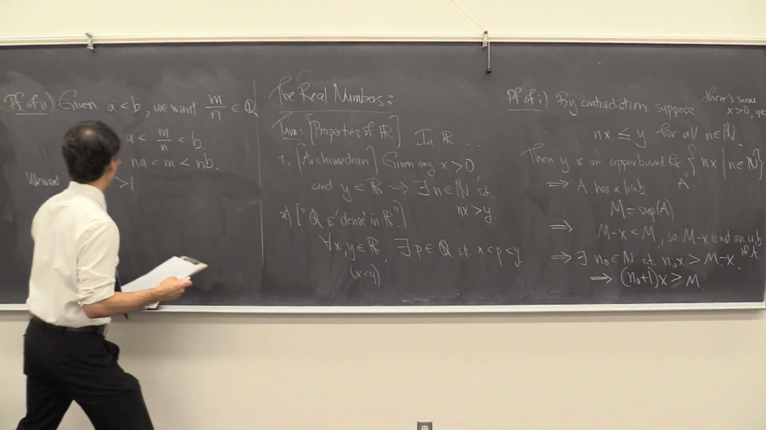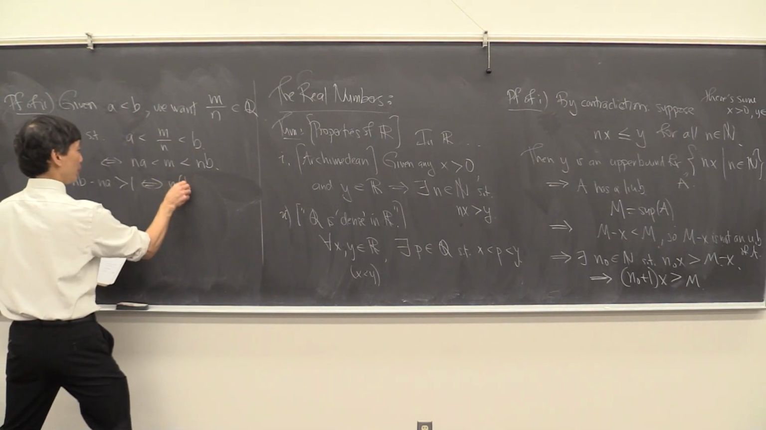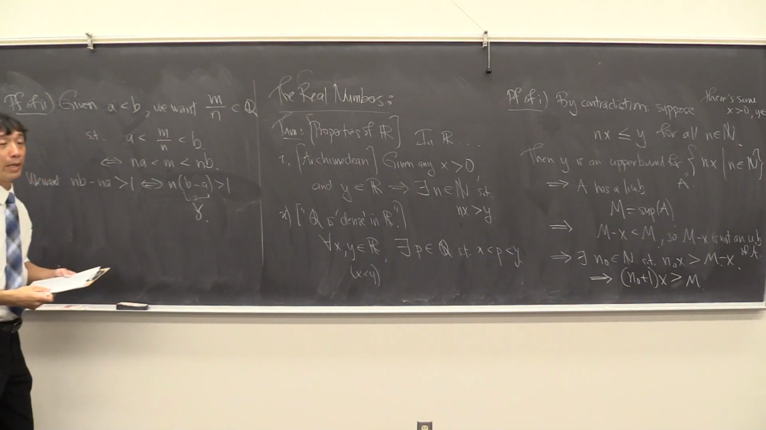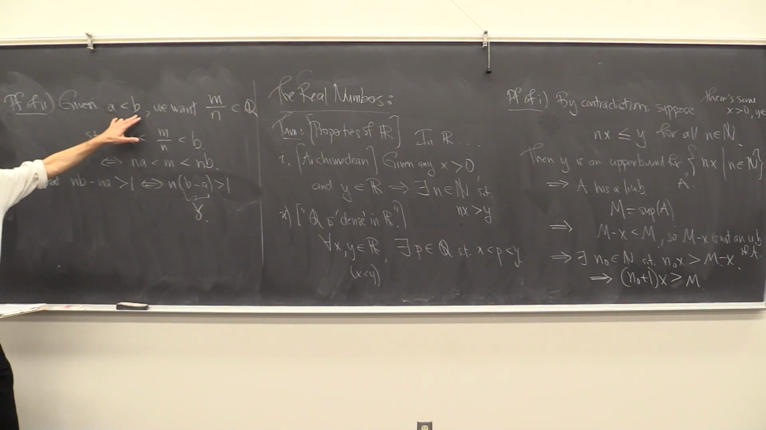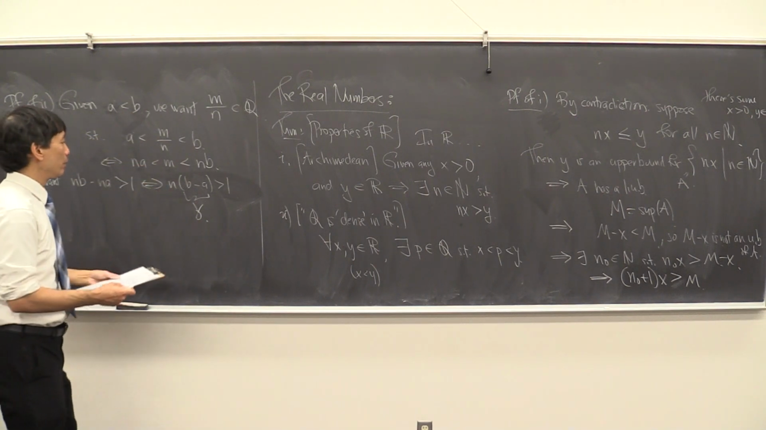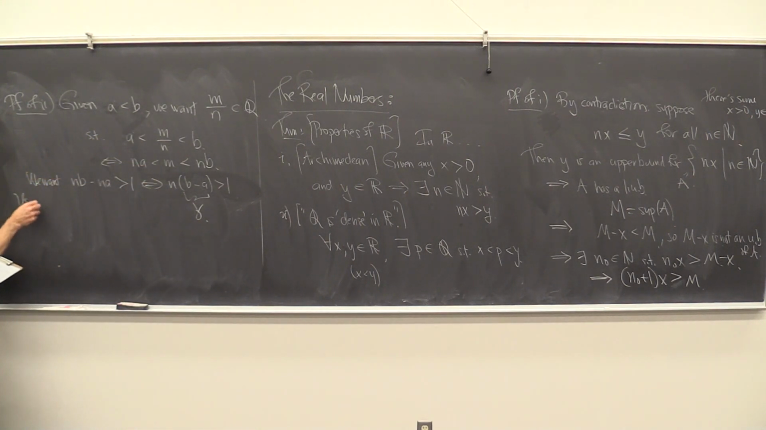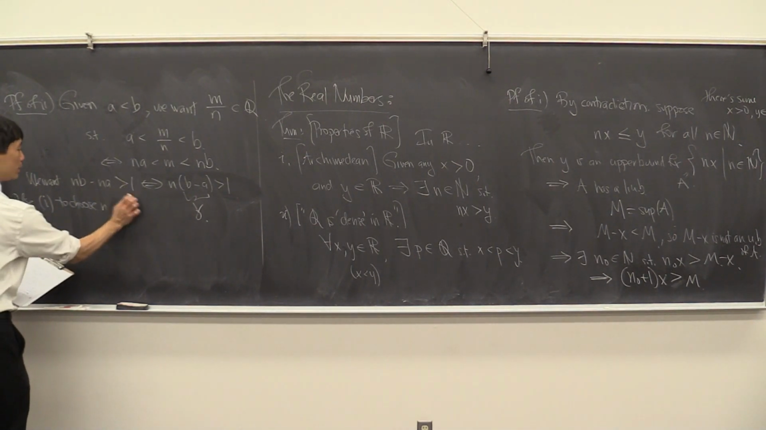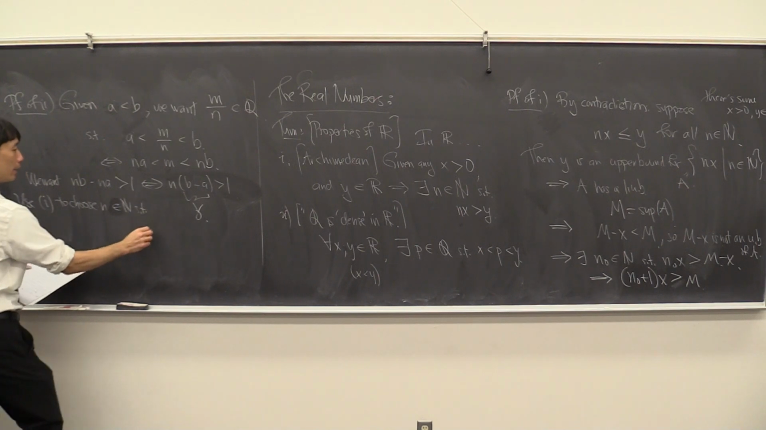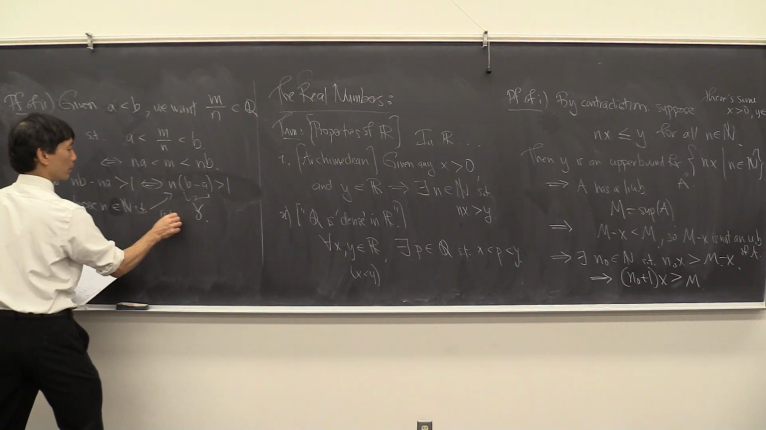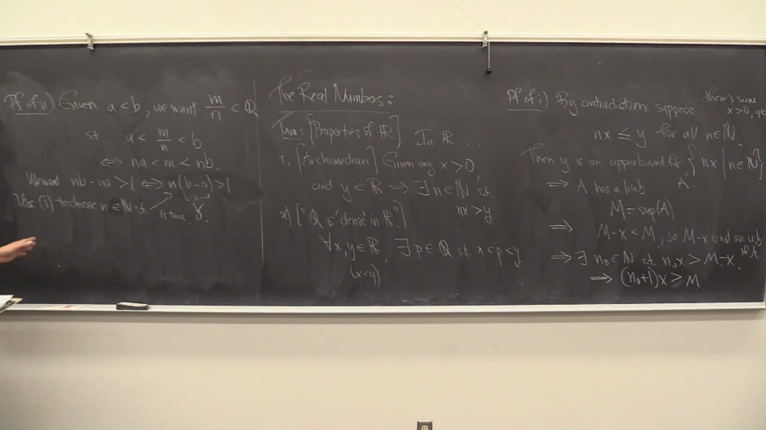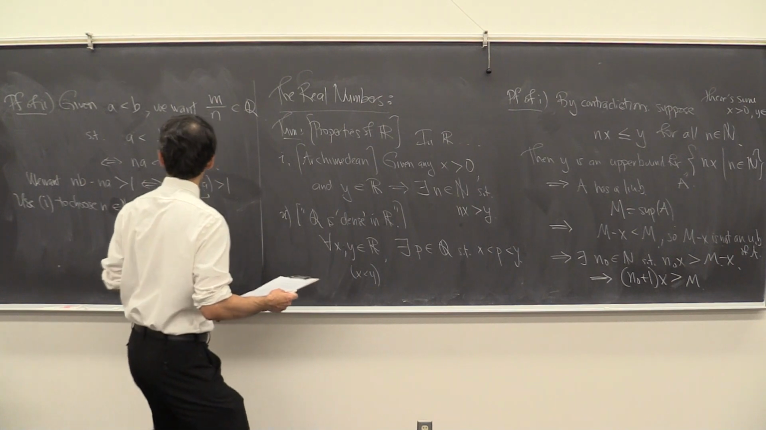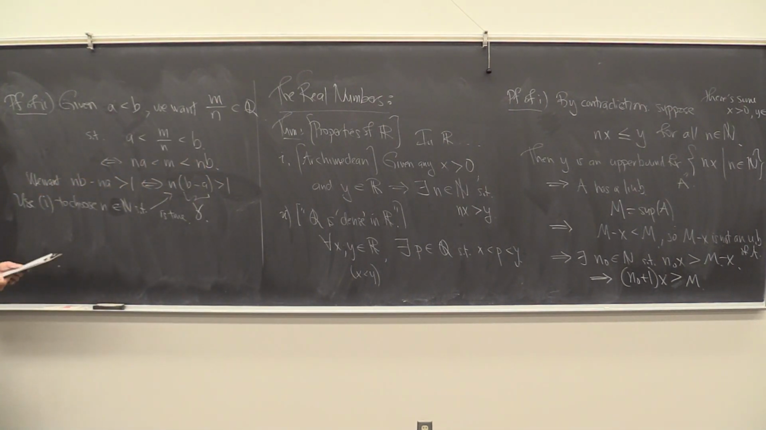Let me see it this way. This is the same thing as saying that n times (b minus a) is greater than 1, where this is a positive number, because a is less than b. So the first thing to do is use the Archimedean principle to choose a natural number n such that this is true. That's our first move. Then we do something that seems a little bit weird, but you'll see why.